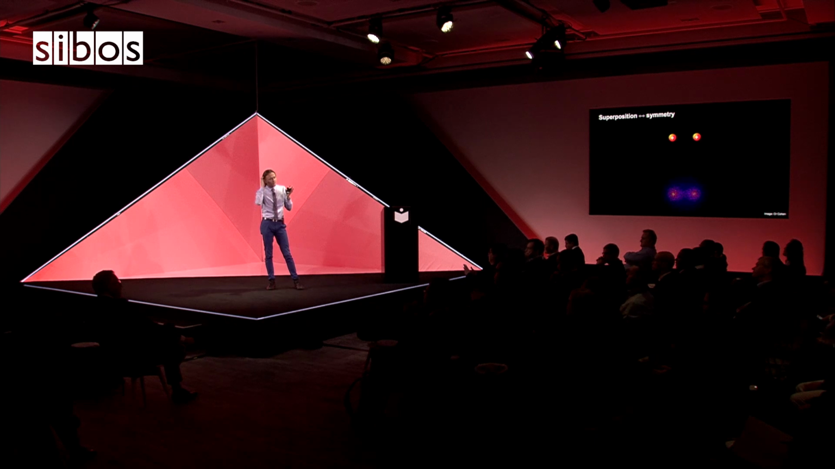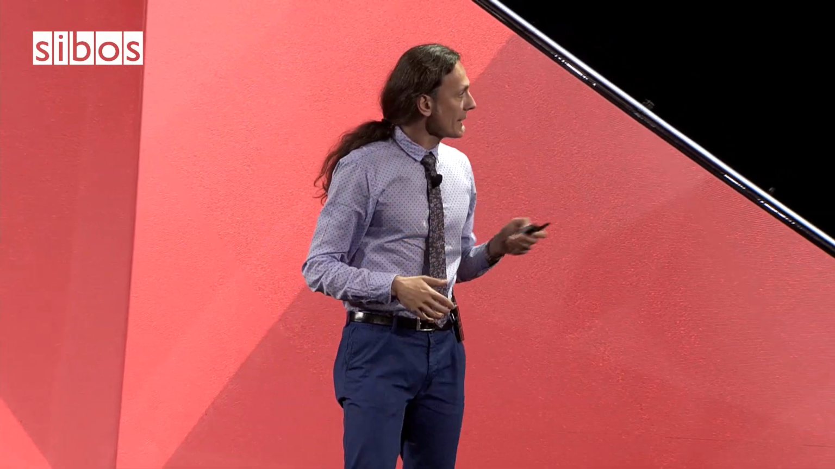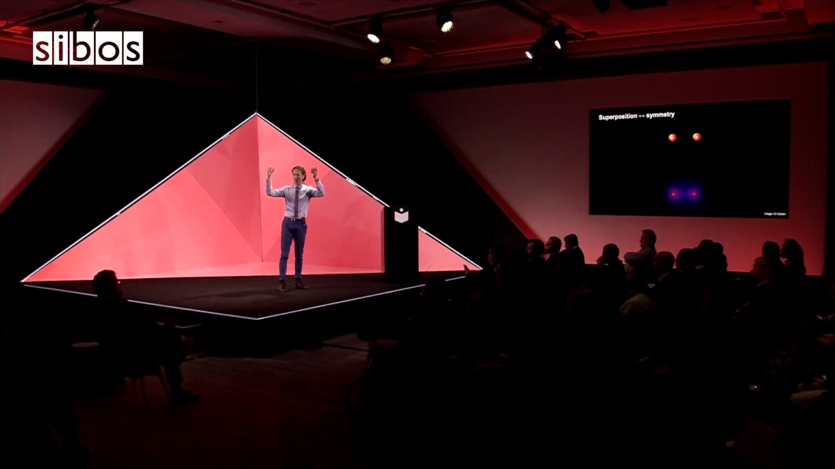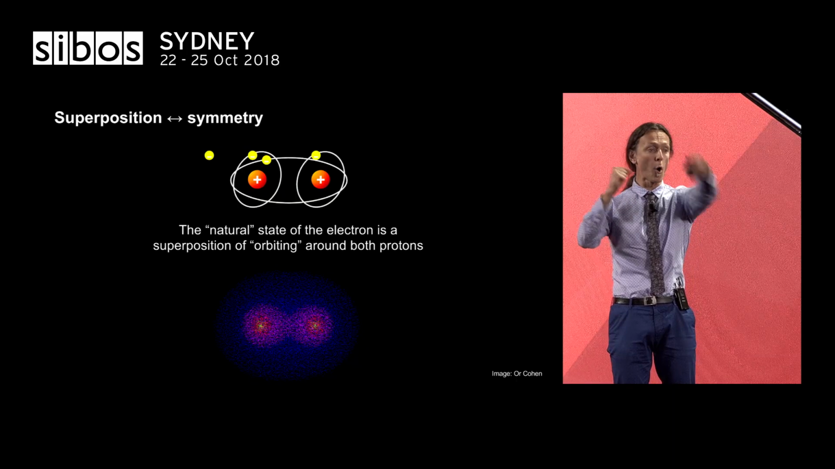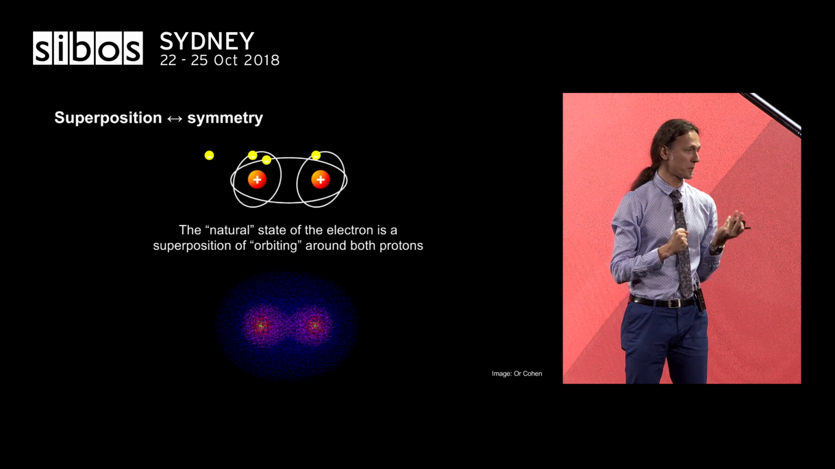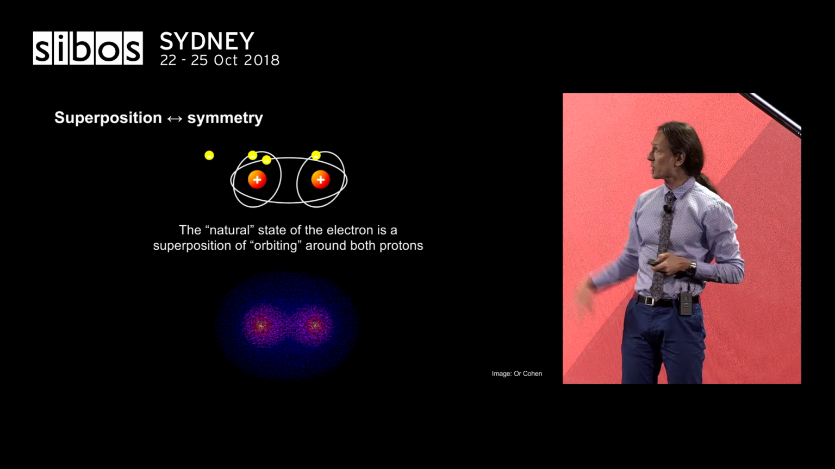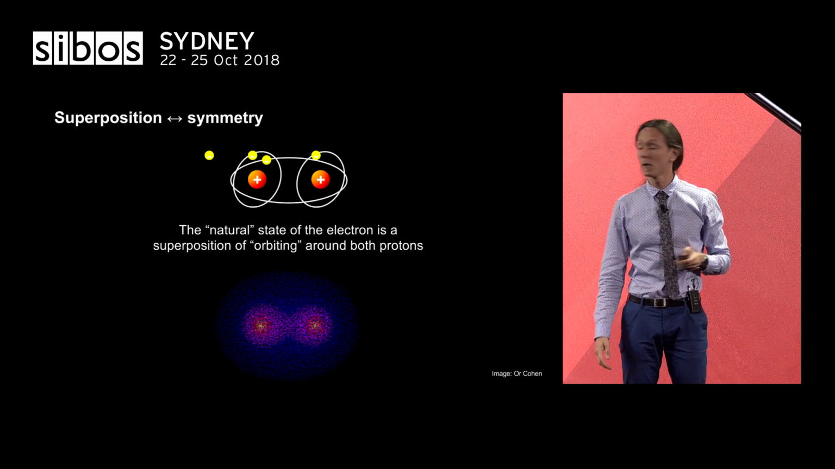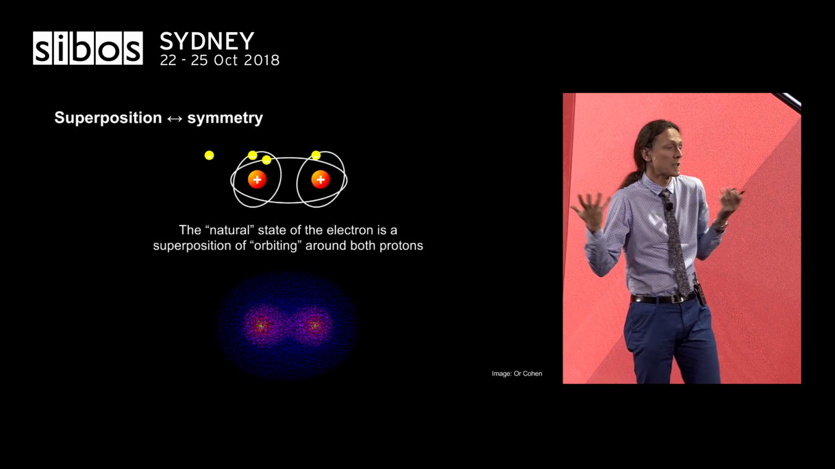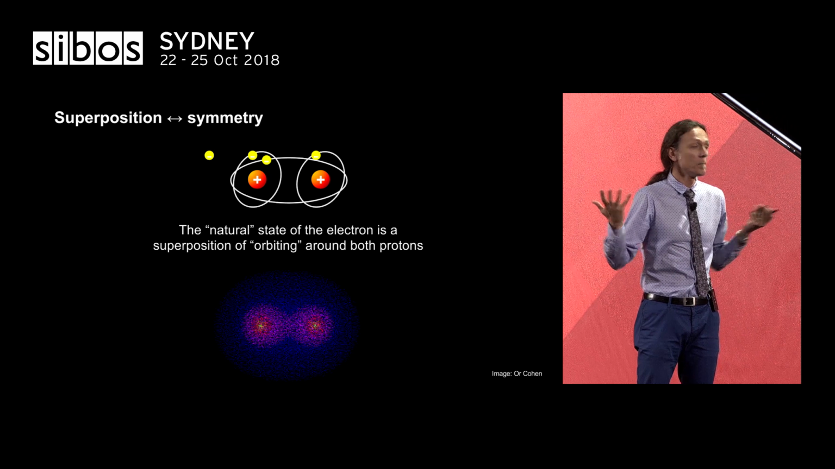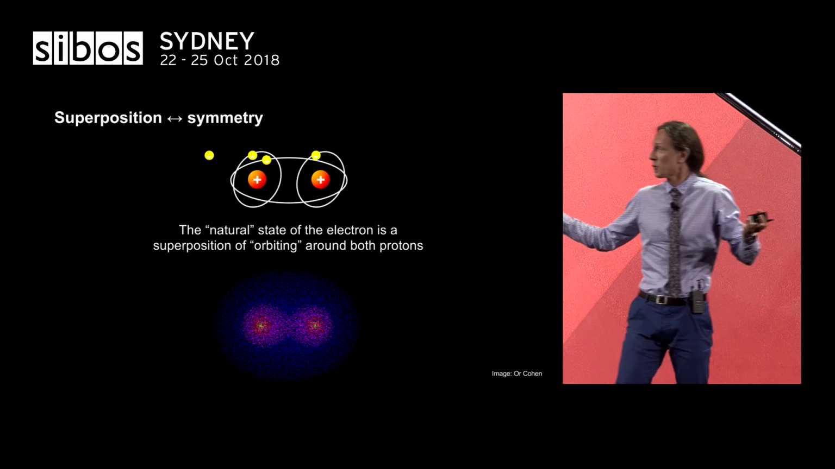Now, superposition has a lot to do with symmetry. So let's say you have two protons, two positive charges that are identical, and you have one electron. Okay? So the electron is a negative charge, and would like to bond to the proton, to the positive charge. Now, which one does it choose? Does it choose the left one, or does it choose the right one? What do you think is the logical answer? Both. Why on earth would it choose one of them?